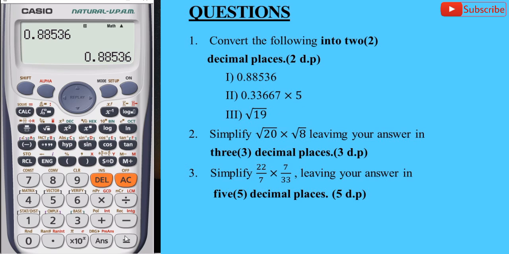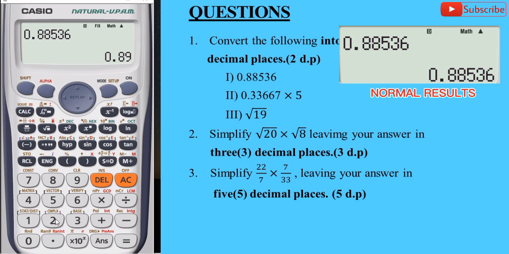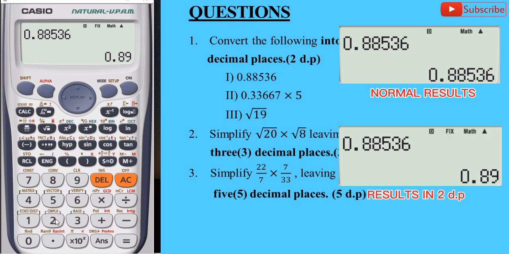So what I have to do is to first enter the setup mode. As I initially stated, we use the combination Shift and Mode. So I tap on Shift and then Mode. And afterwards, I choose the 6th option, which is Fix. So I tap on 6. Now, we have the range from 0 to 9. And as I initially stated, the range indicates the number of decimal places that you want to leave your calculation result in. So in my case, I want to leave it in 2 decimal places. So I simply tap on 2. And now we have 0.89. As simple as that. Which means if you convert 0.88536 into 2 decimal places, you have 0.89.